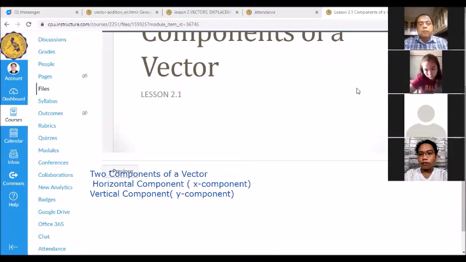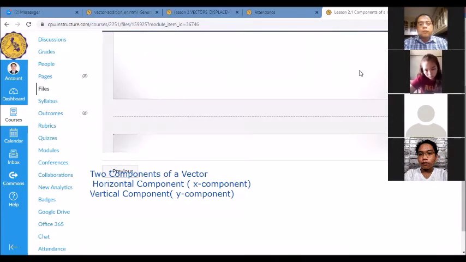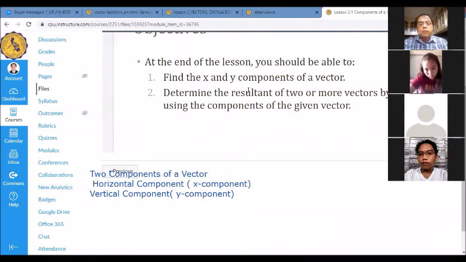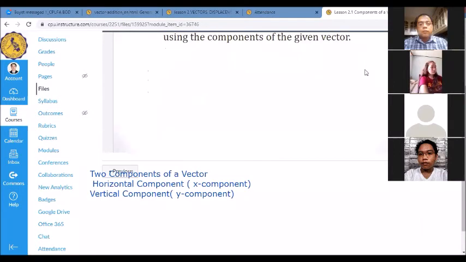So going through now with these slides, we have components of our vector. So we are going to find the x and the y components, and eventually determine the resultant of maybe not only two vectors, but this time 3, 4, 5, depending on the number of vectors. But we will use the components.